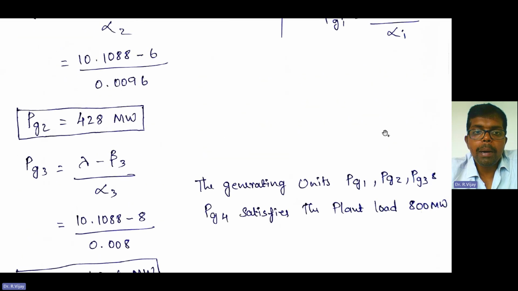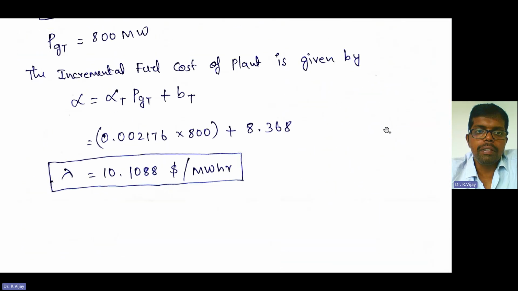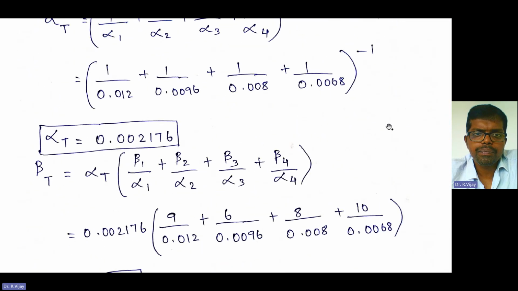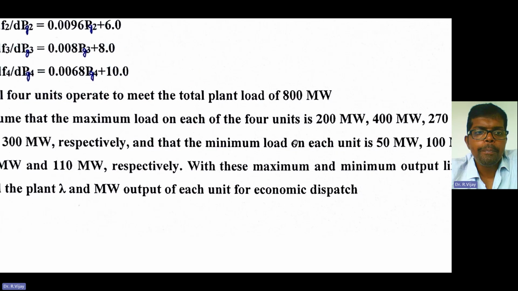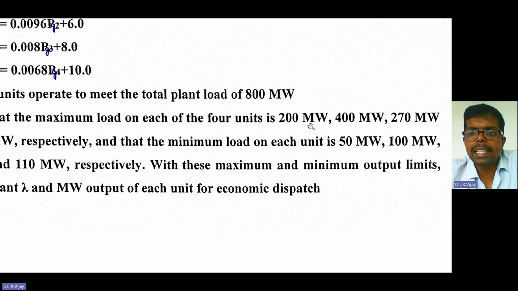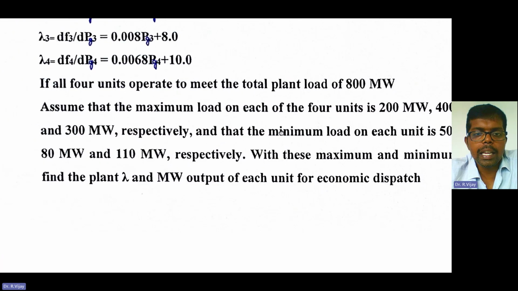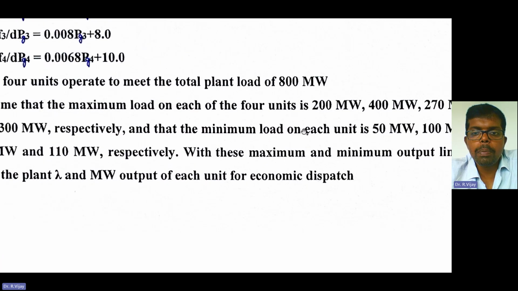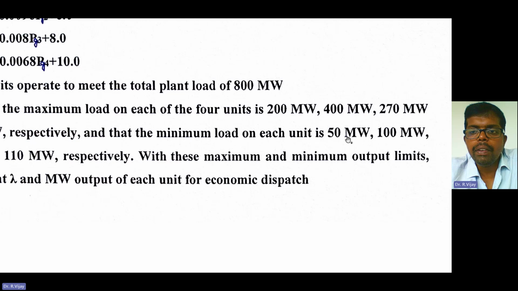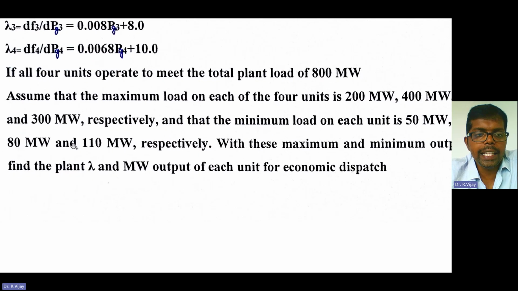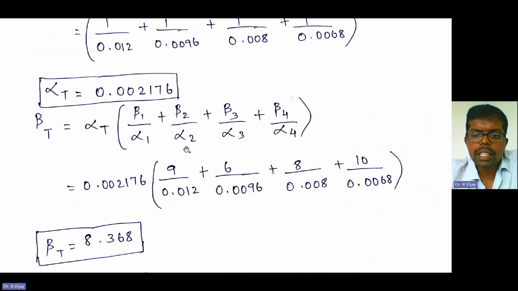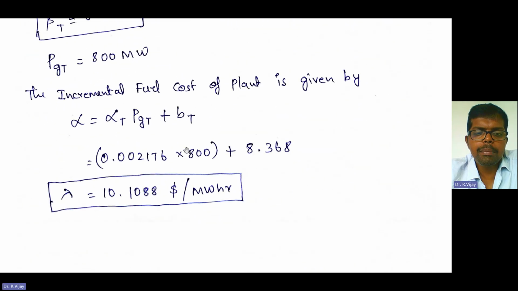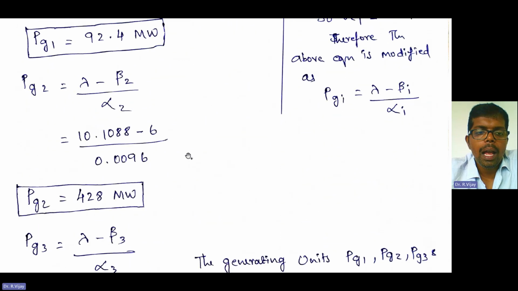Now, the minimum and maximum operating limits are also given in the problem. The maximum operating limits are given as 200 megawatt, 400 megawatt, 270 megawatt, and 300 megawatt, and the minimum operating limits are given as 50 megawatt, 100 megawatt, 80 megawatt, and 110 megawatt respectively. So these are the minimum and maximum operating limits given in the problem.